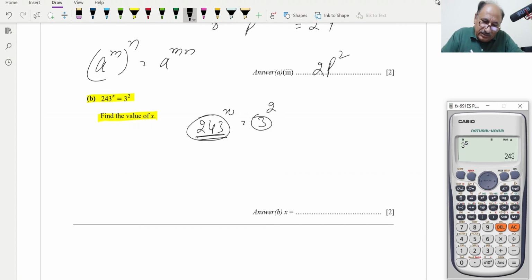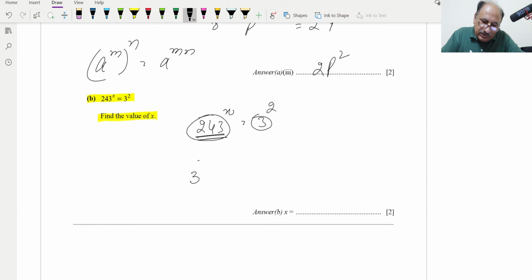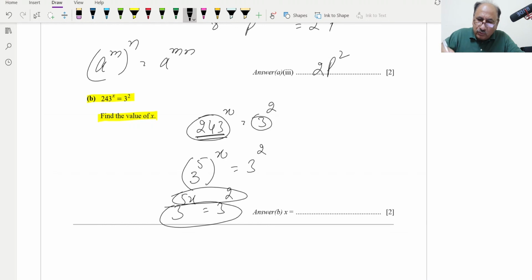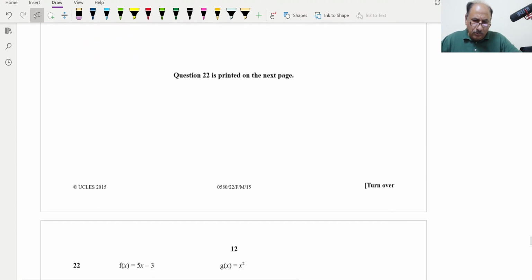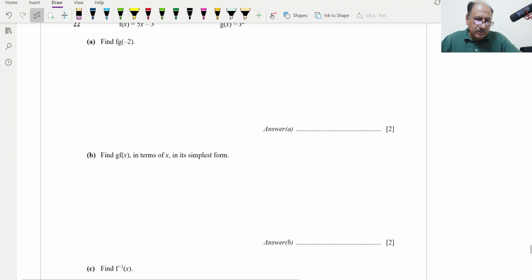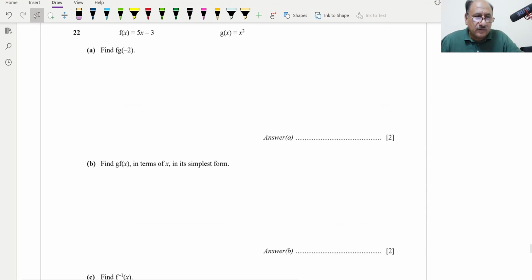So we can write 243 as 3 raised to 5 and whole raised to x is equal to 3 raised to 2, and bases are same, so we can write 3 raised to 5x is equal to 3 raised to 2. So bases are same, we can compare these two. So 5x is equal to 2, so x is equal to 2 over 5. This will be our final answer, 2 over 5. Hopefully you understood this. Now question number 22, which is the last question of this paper.